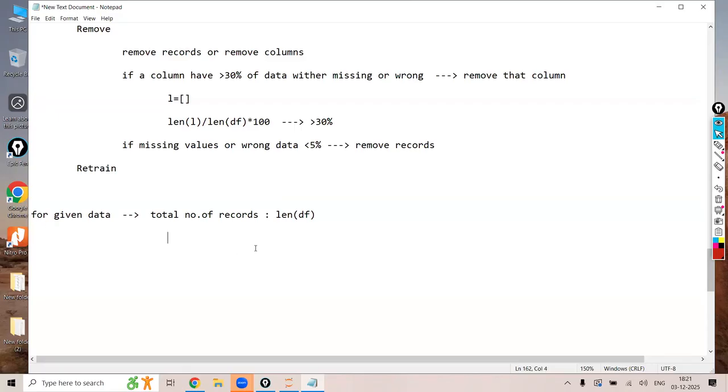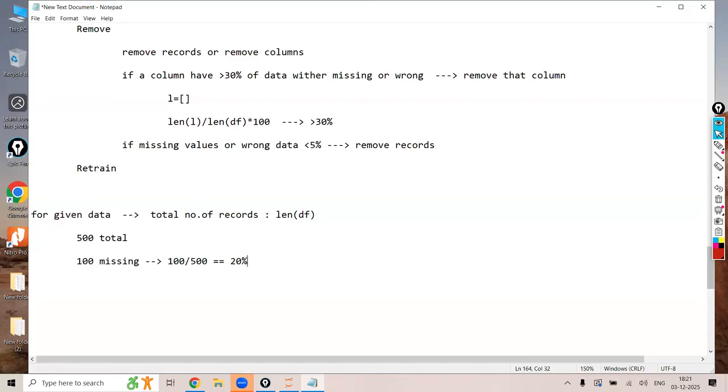For example, let's take 1,000 total records are given, only 500. In that 500, again 100 records are missing. Total only 500. Out of 500, 100 are missing. Now, what is the percentage? Percentage is nothing but 100 divided by 500, which is equal to 20%. 20% of the data is missing.